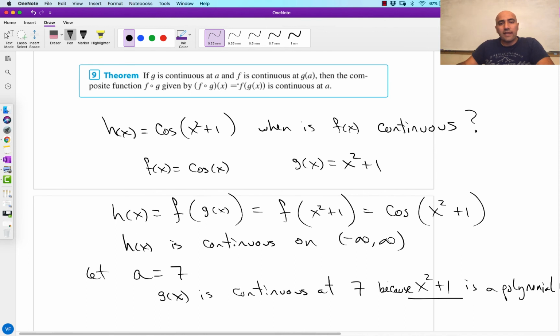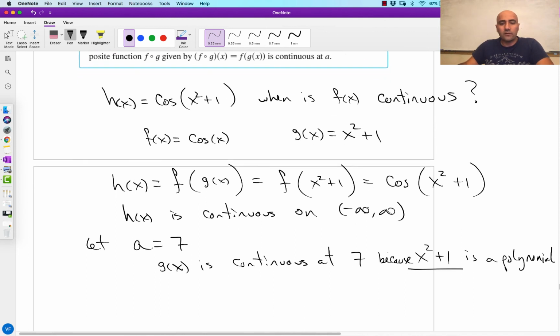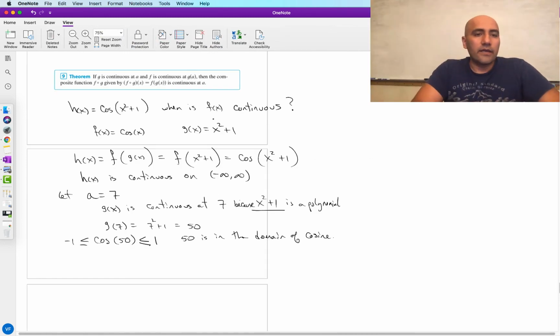If g of x is continuous at a, now the outside function needs to be continuous at g of a. Well, g of a is g of 7, which is 7 squared plus 1, which is equal to 50. And we know that 50 is a value in the domain of cosine. So cosine of 50 is going to be some value trapped between negative 1 and 1, and it's in the domain of cosine. Okay, so if g is continuous at a, and f is continuous at g of a, then the composite function f composed with g is going to be continuous at a.